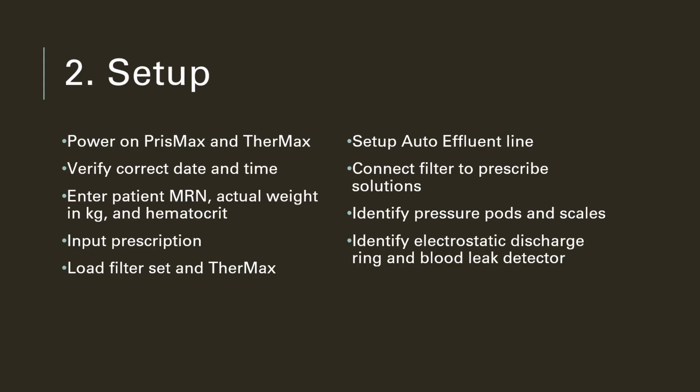The pressure pods and scales should all be identified by color and shape as well as function. So for example, the white triangle is the pre-blood pump, which can infuse fluid before the pump. That can be an anticoagulant or a pre-dilutant, etc. They should also be able to identify the electrostatic discharge ring and blood leak detector.